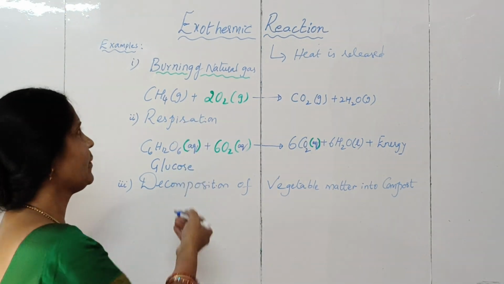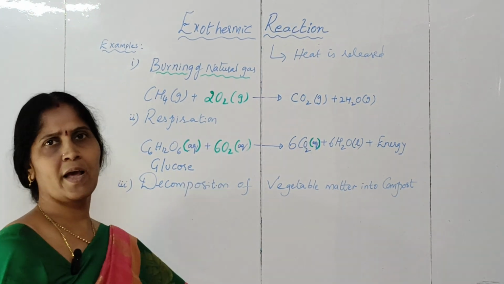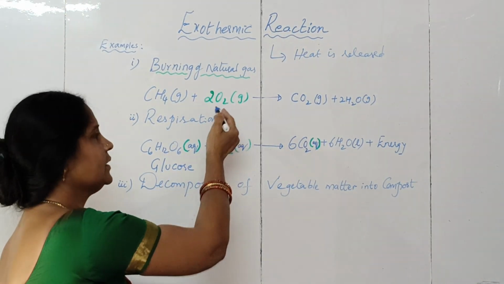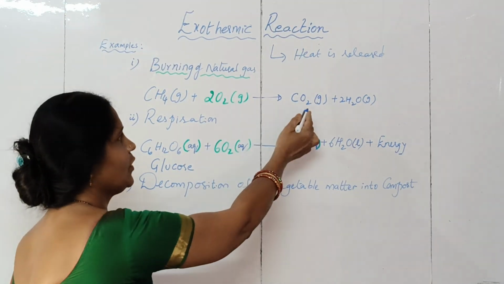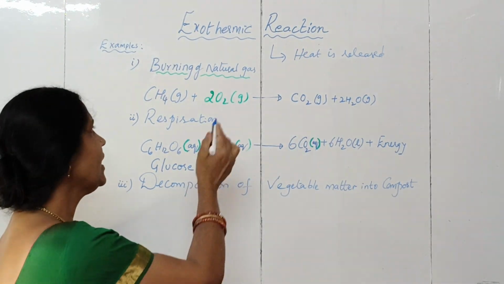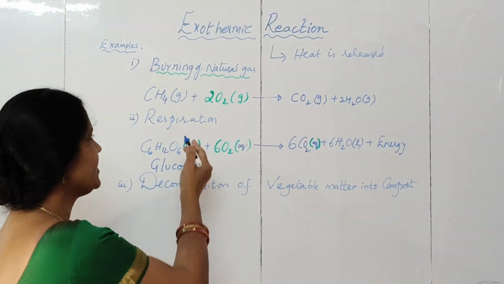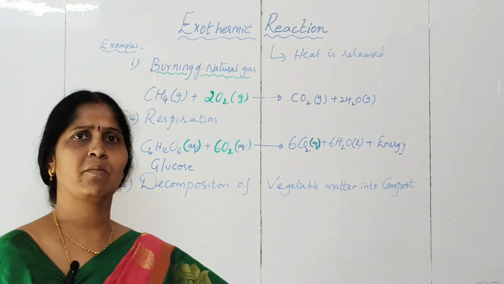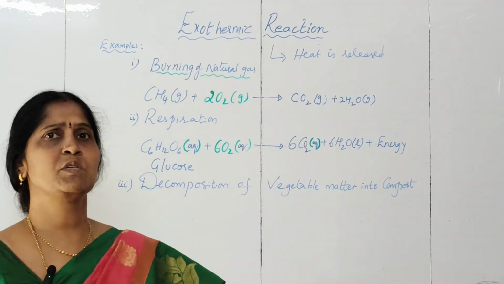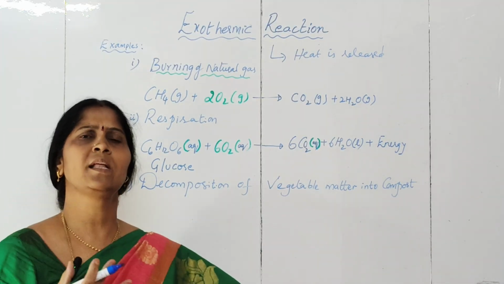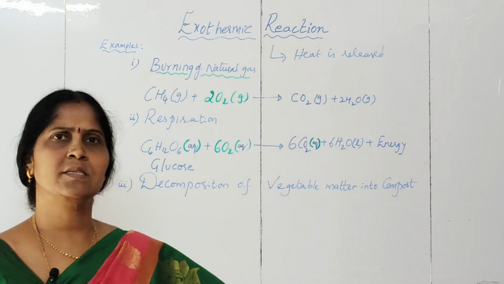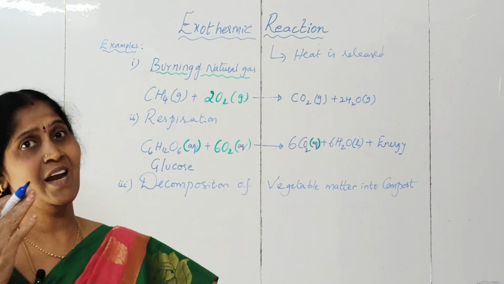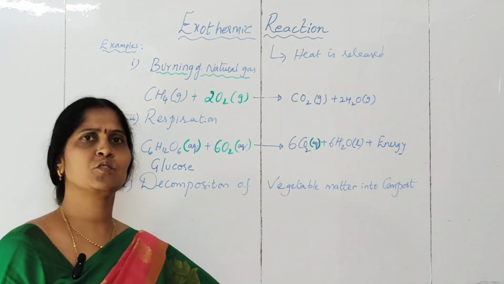Here are some more examples for you. First is burning of natural gas. Natural gas is nothing but methane. When it burns along with oxygen, it will form carbon dioxide and water. In that also heat is getting released. Then the respiration process. Every day all living organisms have to respire for their survival. Respiration breaks down the carbohydrates, the food materials taken by the living organism. That food material combines with oxygen, and energy is released out of it, which is an exothermic process.